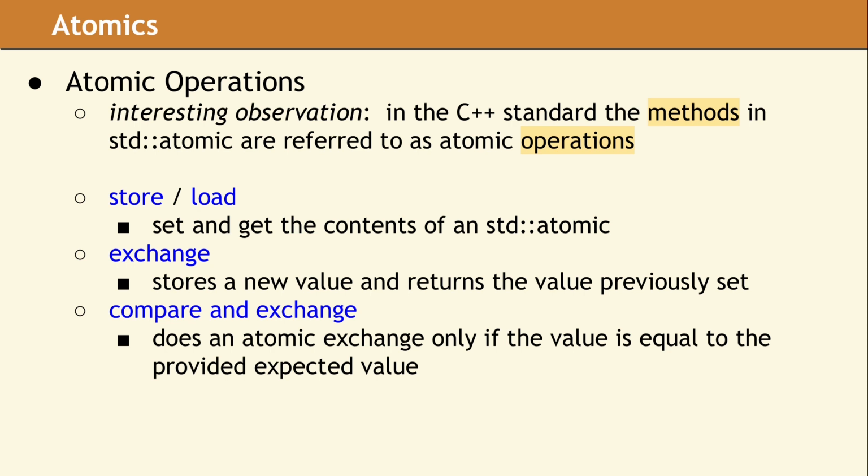The compare and exchange operation is a bit more complicated. You must pass both an expected value and a new value. If the atomic matches the expected value, then the new value is stored in the atomic and the operation returns true. If the atomic does not match the expected value, the compare and exchange returns false and the variable expected is updated.